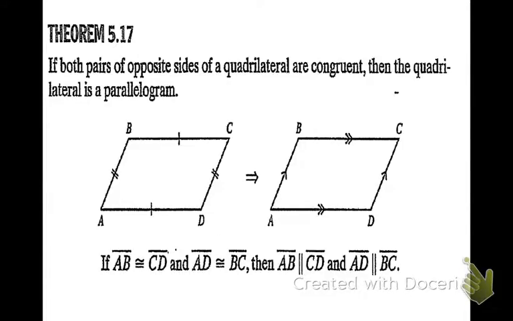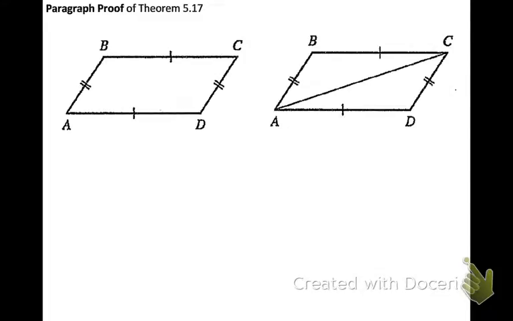If both pairs of opposite sides of a quadrilateral are congruent, then we can say it's a parallelogram. So if both pairs of opposite sides are congruent, we can say it's a parallelogram. Okay, a proof of this, we could do a paragraph proof. Before we write it out in a paragraph, which shortcut are we going to use here?